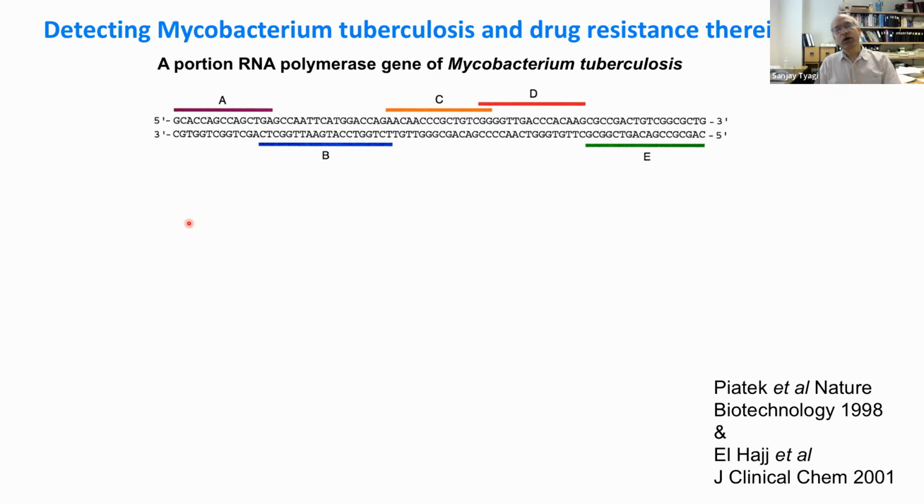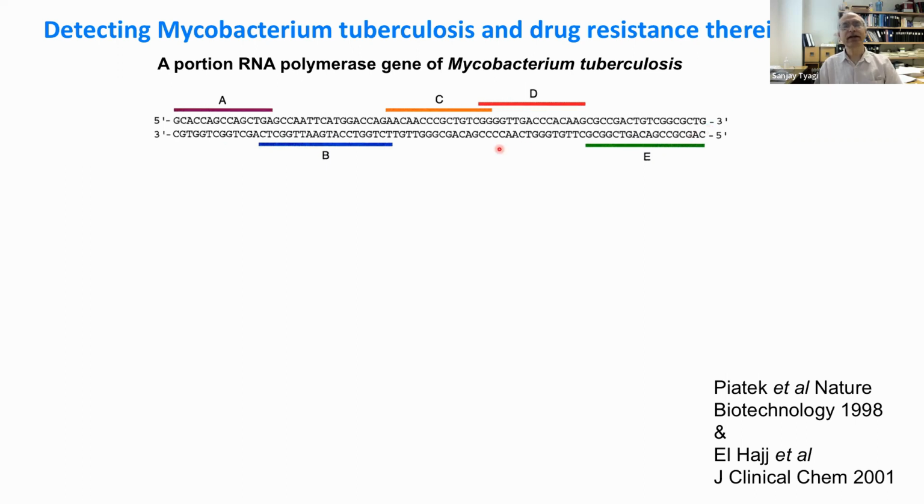So we developed a test for tuberculosis, and we amplified a portion of the RNA polymerase gene of MTB. When the TB becomes drug resistant, it turns out that it develops mutations in this region, which corresponds to the active site of RNA polymerase. In the absence of drug resistance, this region has almost no variation. So we had a very simple situation: we would interrogate this region with 5 beacons.